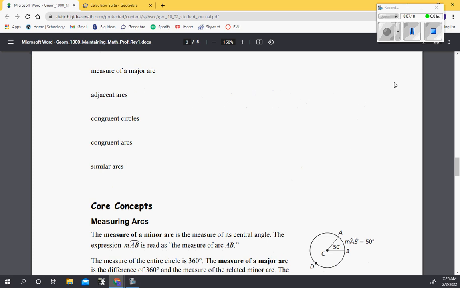Adjacent arcs, I bet you can put a definition to that, right? We know what adjacent means. Adjacent arcs intersect at exactly one point. Arcs that are right next to each other. We're going to get into the next three definitions down below.